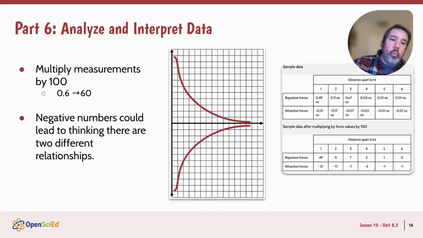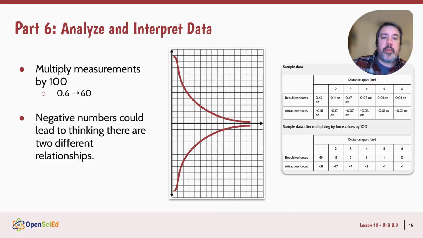When the students are actually graphing the data after they've collected it, you can see some samples on your screen there. What we're going to have them do is multiply those measurements by 100. It's going to help them to graph. They don't have to deal with all these different decimals. It'll help them have a much cleaner graph and an easier time setting up their axes. The kids are going to be dealing with negative numbers, right?